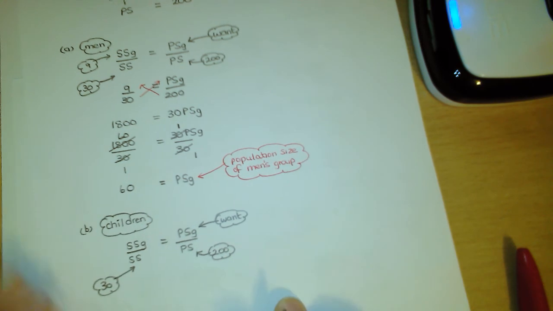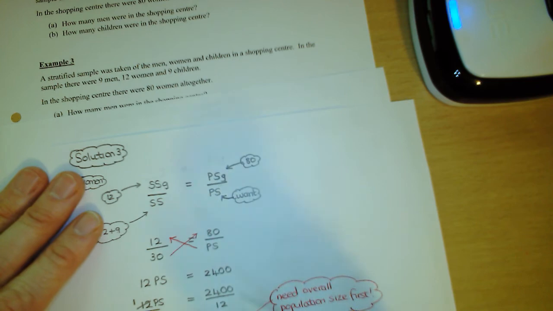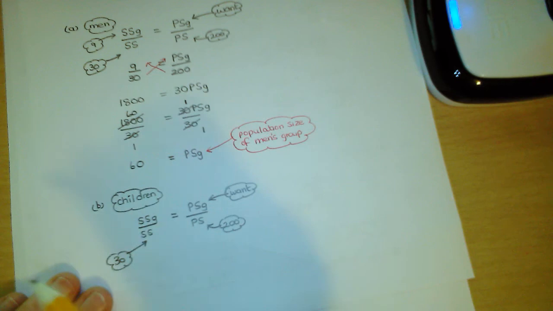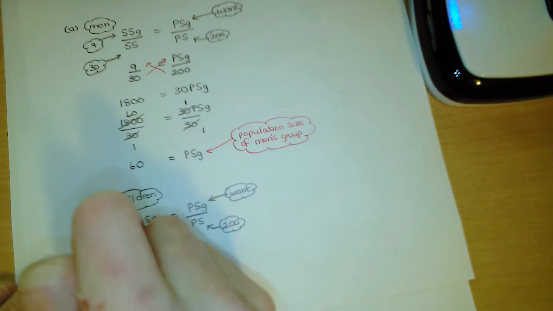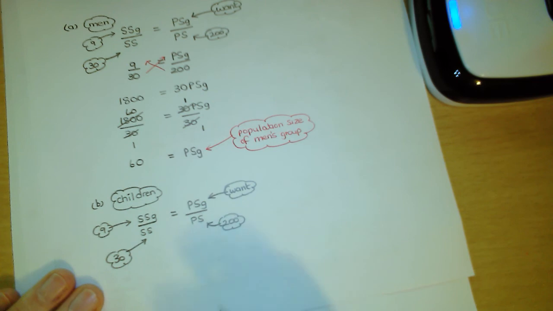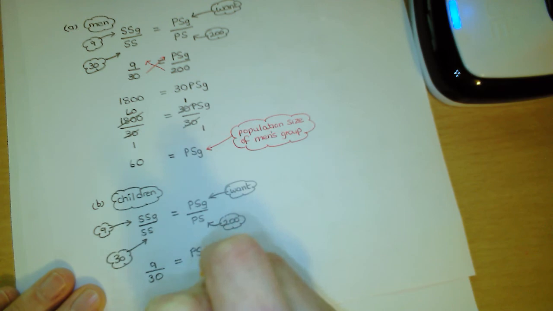And then finally, the sample size for the children's group. Well, that's given in the question. If we go back to the question, it says in the sample there were 9 children. So again, we're just subbing in 9 for the sample size. So the rest now is really easy. Just sub in all the numbers and cross multiply. So we've got 9 over 30, and that's equal to PSG over 200.